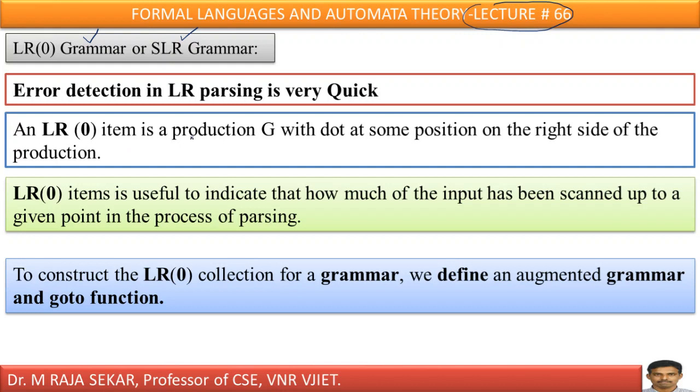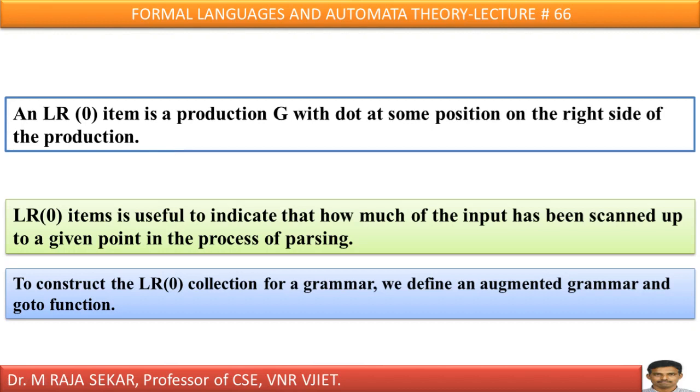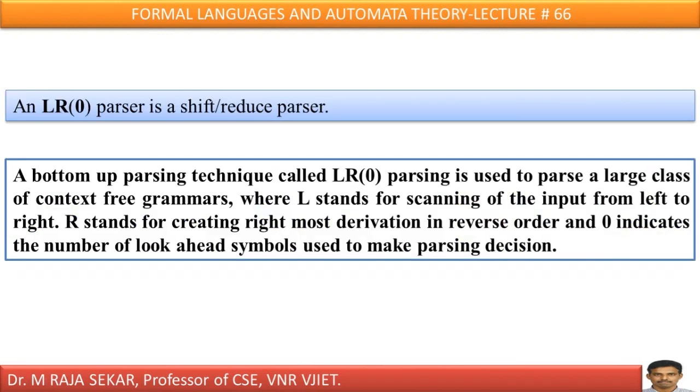An LR0 item is a production of G with a dot at some position on the right hand side of the production. Anyway, I will explain these things with one example problem. Let me proceed further. After solving the problem, I request you to go through this theory so that you can understand it. Therefore, first let me solve the problem.